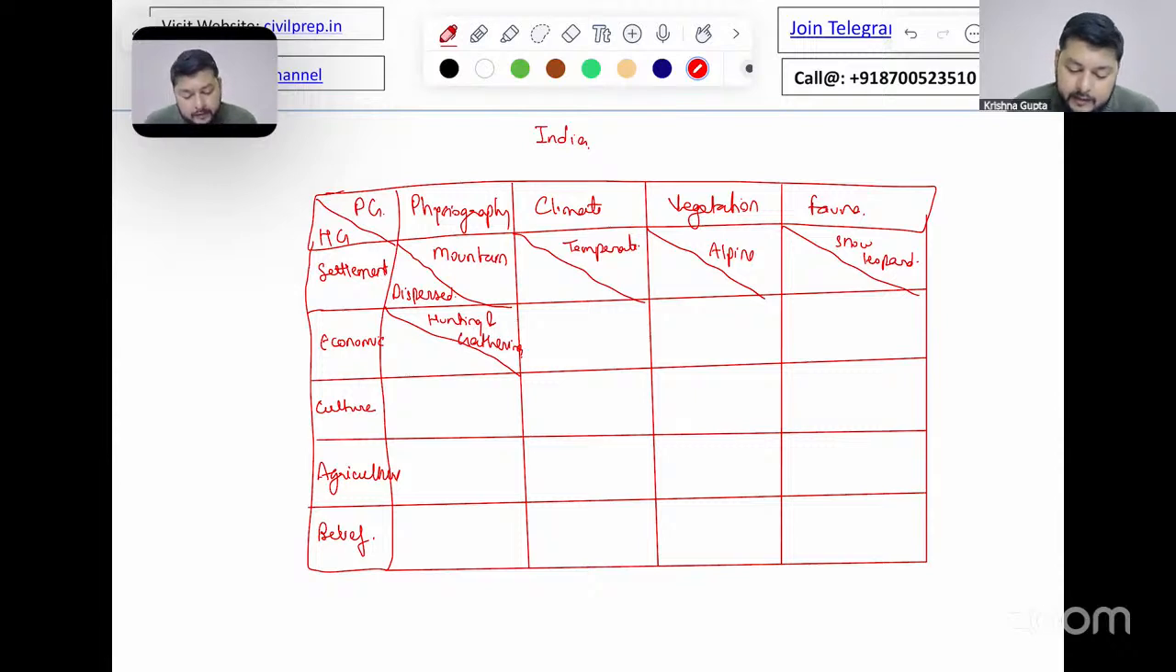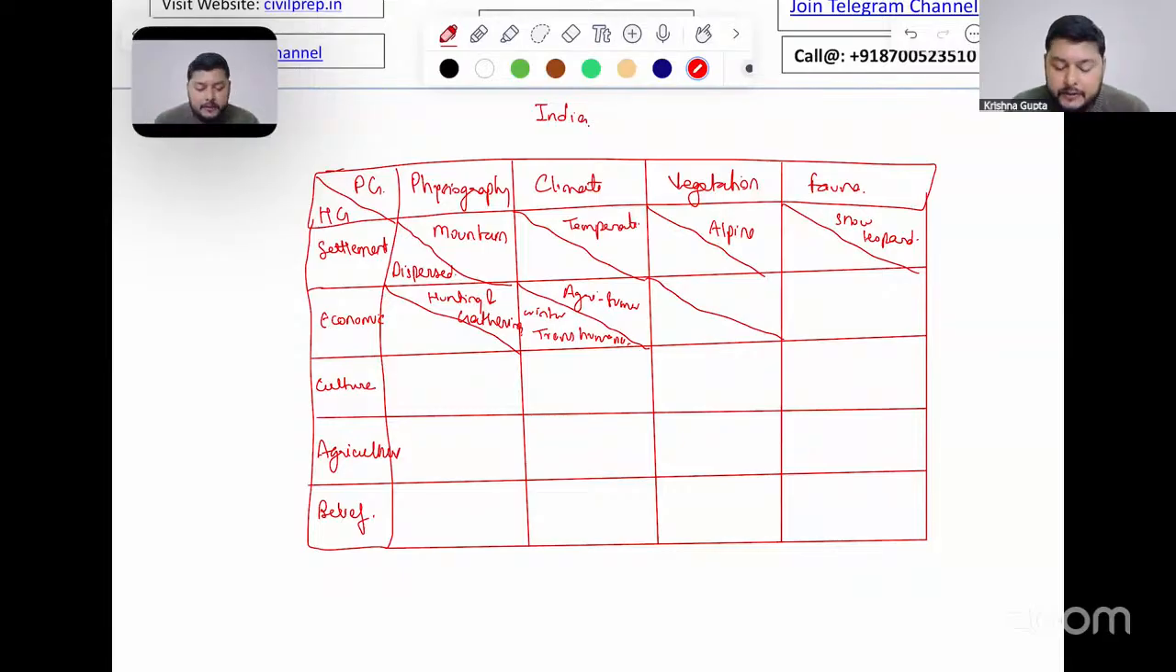Then under economic activities for the climatic part, with respect to the summer season and the winter season: during the summer season, we have agriculture. In the winter season, we basically follow transhumance. With respect to vegetation, the economic activities include certain dry fruits like walnut. With respect to fauna, we do certain kinds of rearing. We also extract wool during the summer season basically.